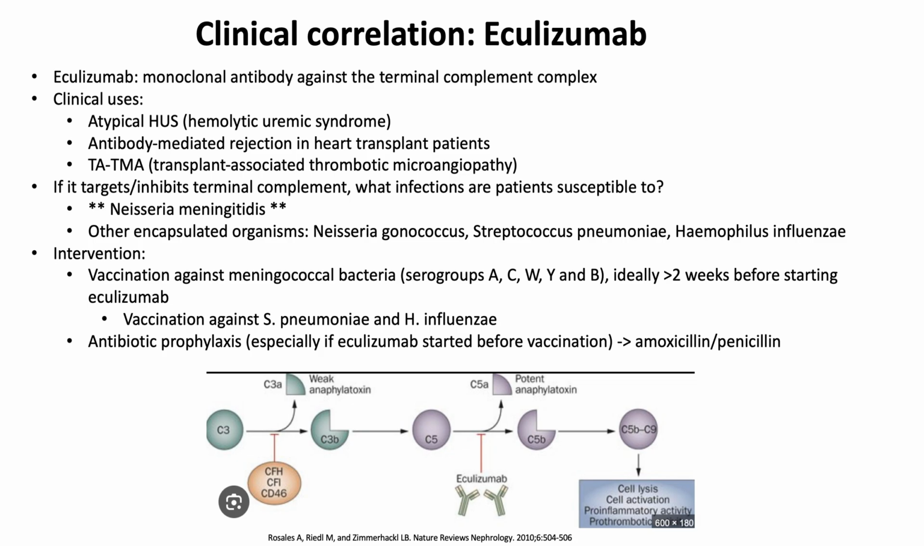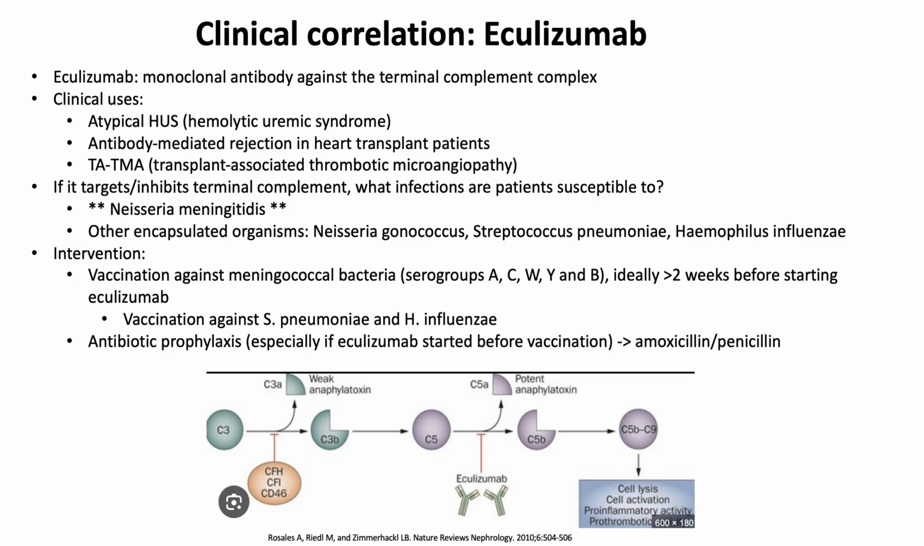Now, one of the interesting things about complement is that there is an antibody, eculizumab, that can be used that targets the terminal complement complex or the membrane attack complex. And this is used for atypical hemolytic uremic syndrome, as well as in certain transplant settings. And because it targets this terminal complement, it actually leads to susceptibility to Neisseria meningitidis, just like the primary complement immunodeficiencies do.